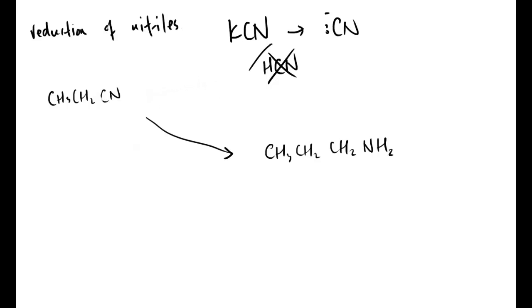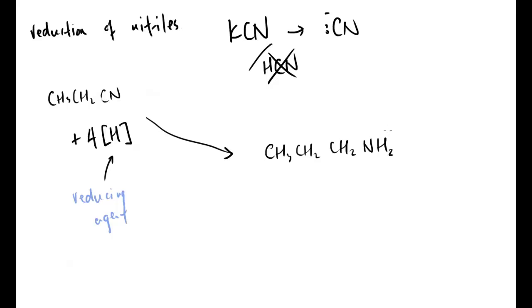Now in terms of an equation, we can generalize that and say plus 4H in a square bracket. If you've never seen it before, it just means reducing agent, the same as O would be an oxidizing agent, but obviously in this case we're not using that, we're just using the H here in a square bracket. So 4[H] reacts to form our propylamine.